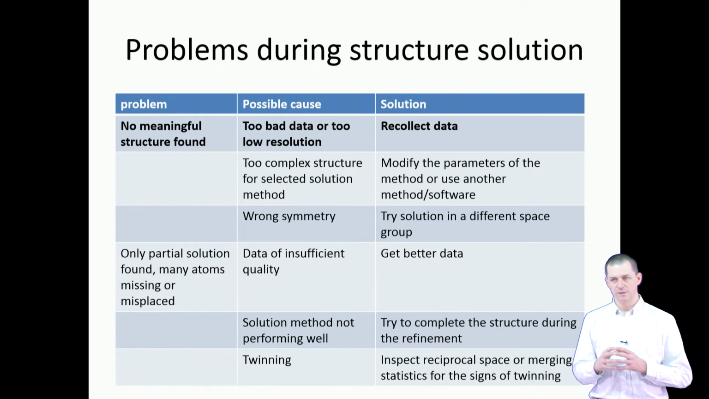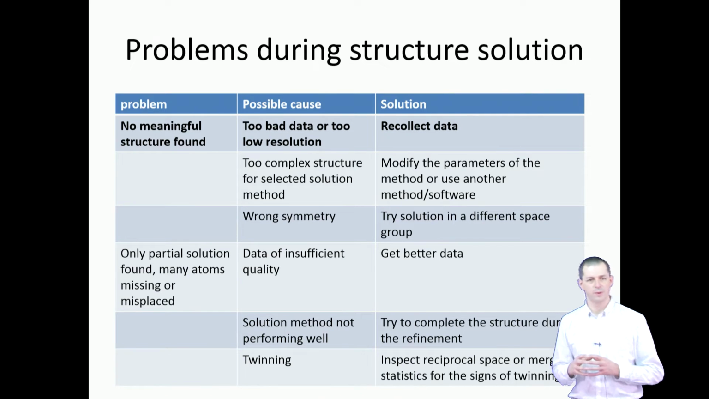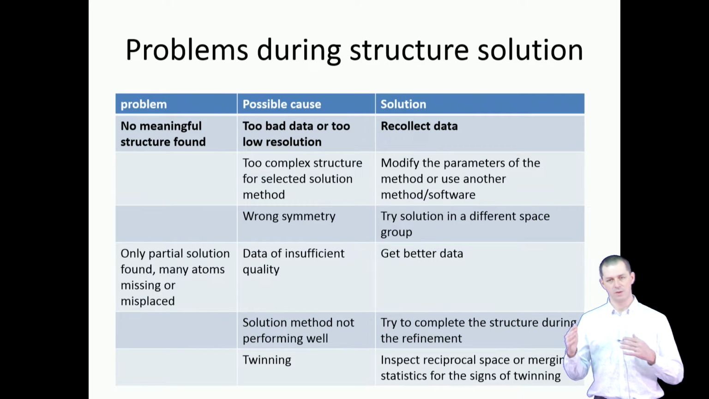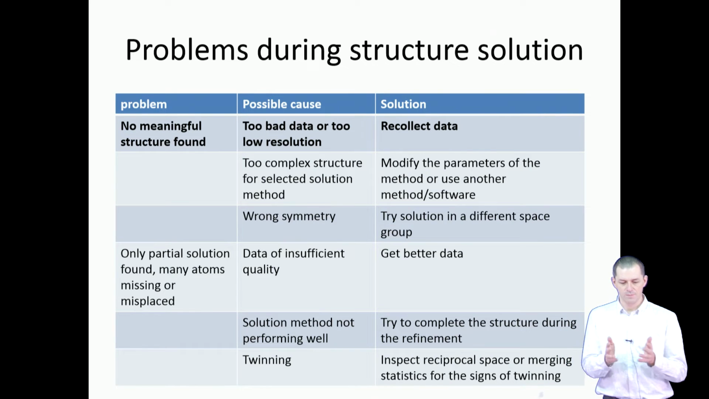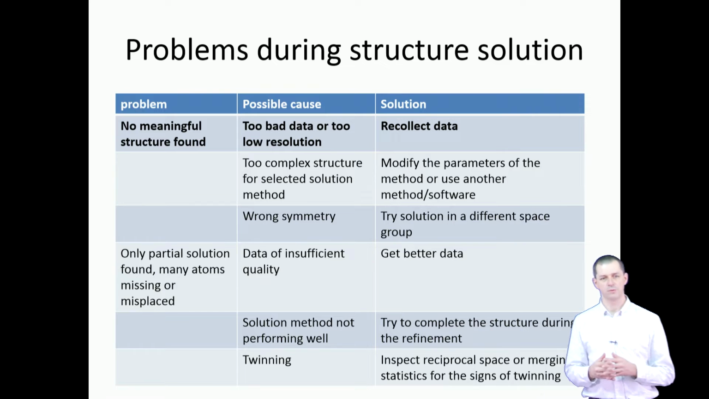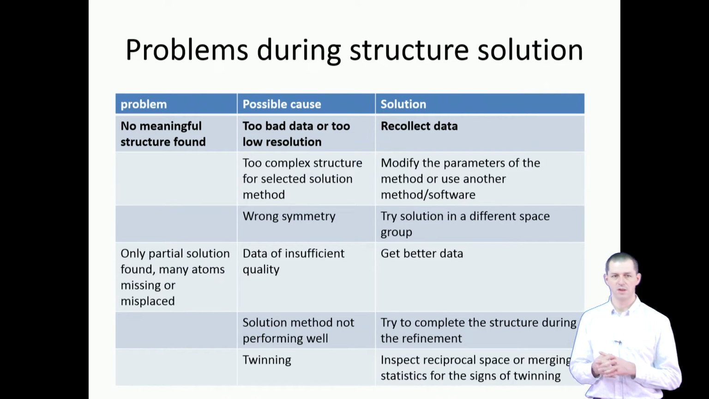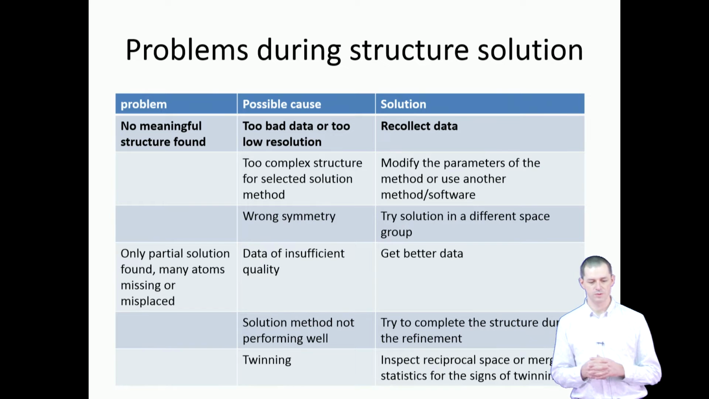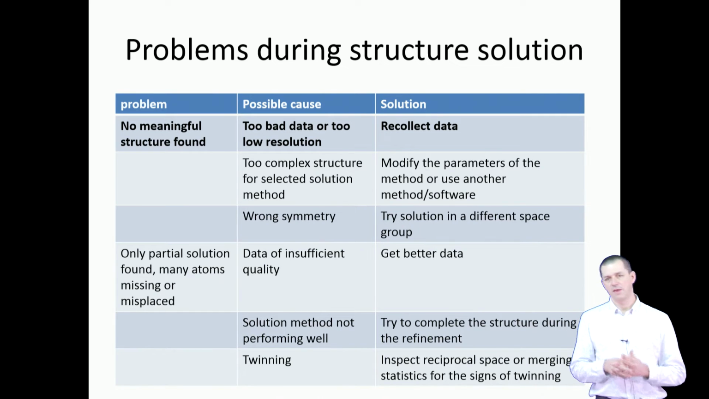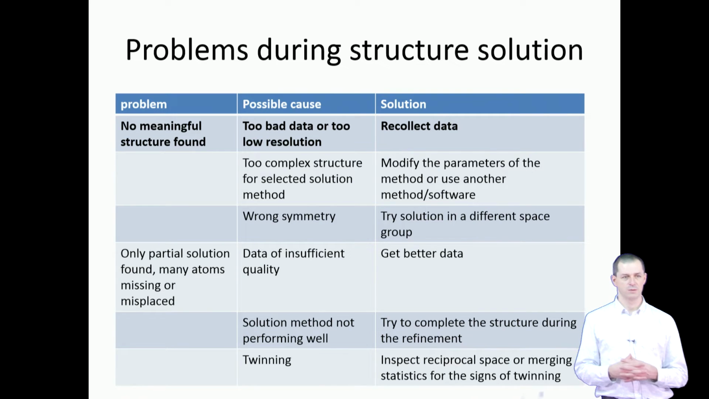For some data sets or for some complex structures, even that value may be a bit too high, and you may need to go longer. So if you have poor resolution or low resolution, this may be one reason why the attempts to solve the structure fail. Then again, you need to collect better data, more signal, high resolution.